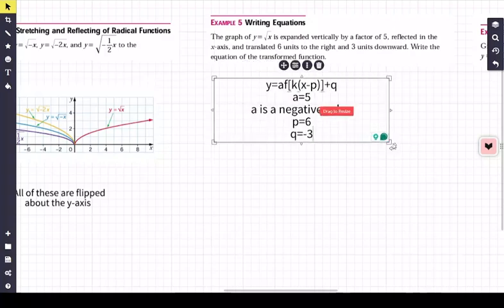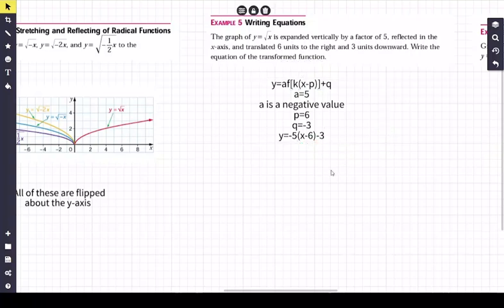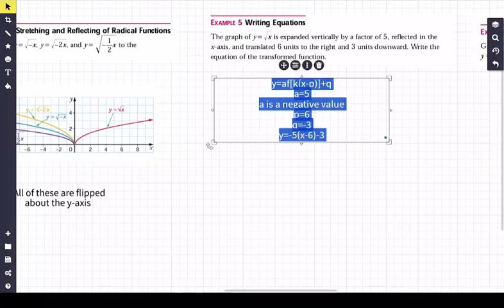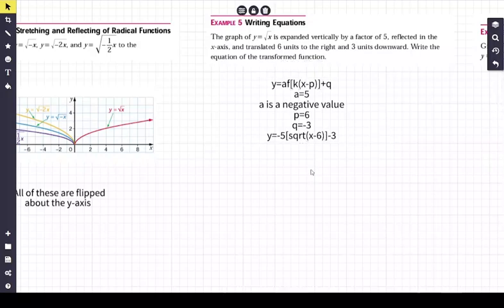All right, let me expand that. So y equals negative 5. k is, there's no k value. Unfortunate. x minus 6, and then, oh, okay, I can just do this: x minus 6, plus negative 3, right? So therefore, that's our function. And you just have to add the square root here. The square root only covers this part. So that's basically our function.